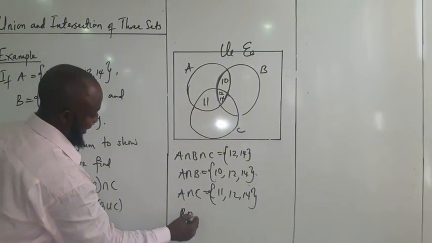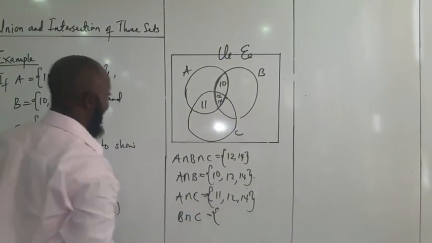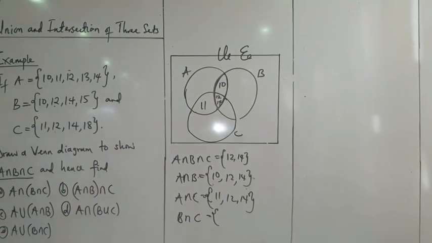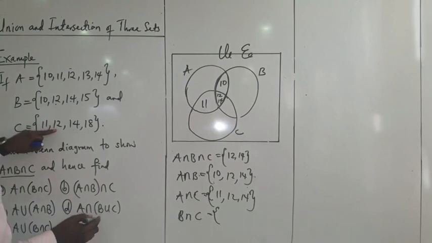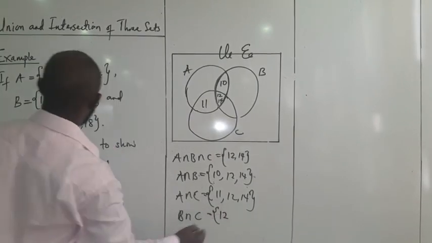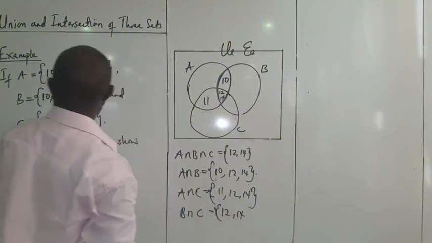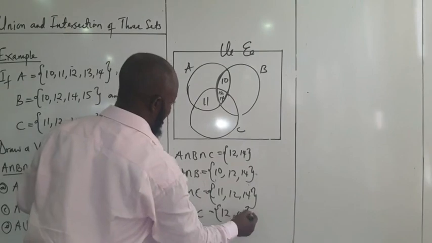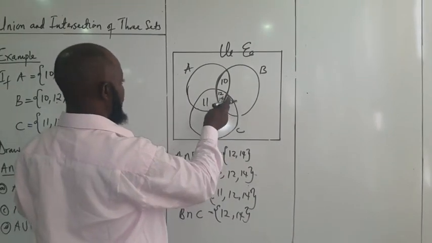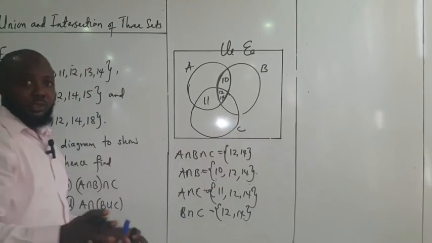Then the next one is what? B intersection C. So where B and C are intersecting. So B and C, the first one is 12, right? The next one is what? 14. We have another one, and that is all. So which is still the same thing with this one. So there's nothing, we are not going to write anything. So that's what we do.